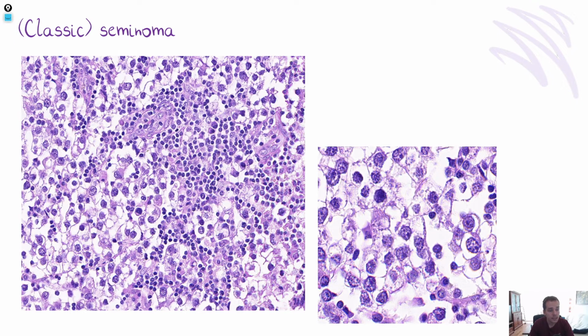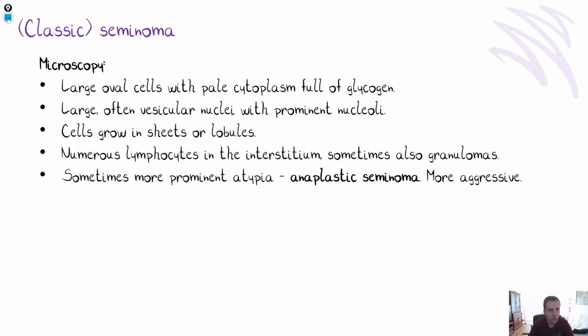In some cases, the cells can be more atypical. You can see scattered, really atypical looking, almost bizarre looking cells. Such a subtype of seminoma is called anaplastic seminoma, and it is more aggressive. So it is good to keep an eye on the more prominent atypia in the tumor.